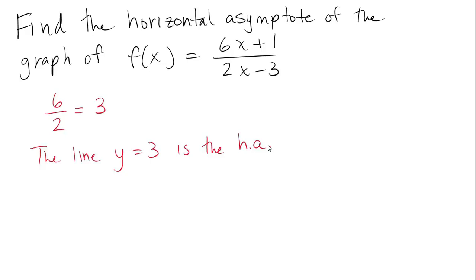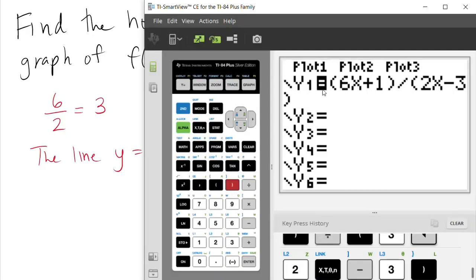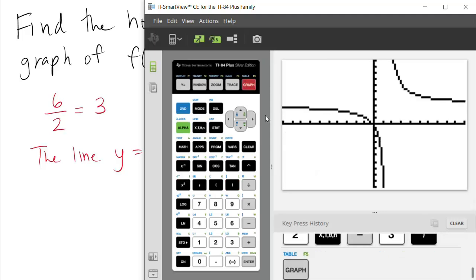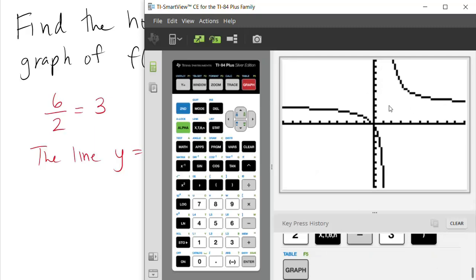Now I want to verify this by showing you in the calculator. I've typed the function into y1, with parentheses around the numerator and denominator because they're both binomials. And when I hit graph, you can see that the function levels off, and it's hard to tell exactly where, but it appears to be at 3. And here's one way to see that.